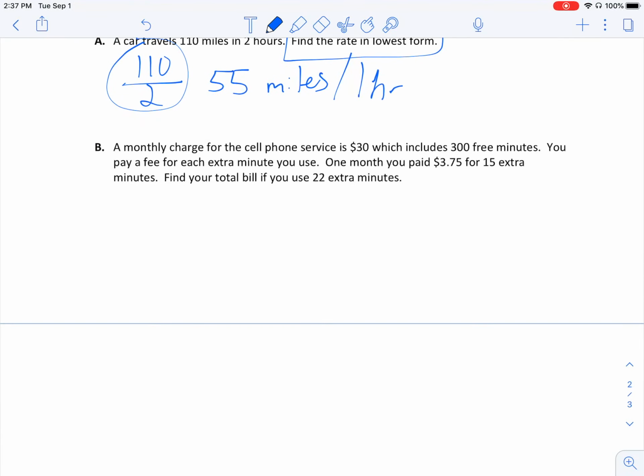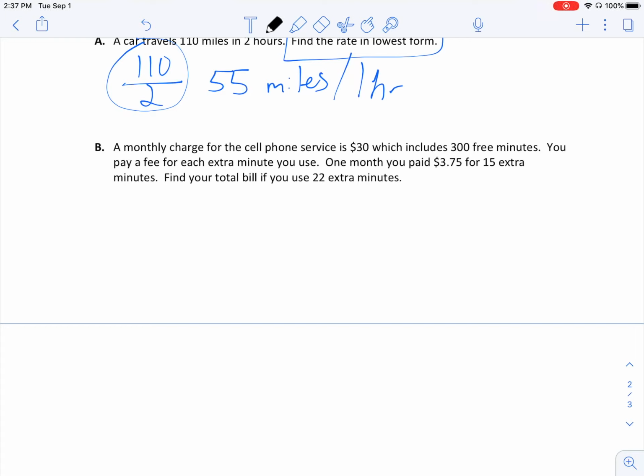All right, your last example. This is kind of an older problem because we're talking about free minutes on a cell phone, which was probably a thing back 10, 15 years ago, but not so much anymore. A monthly charge for a cell phone bill is $30, which includes 300 free minutes. You pay a fee for each extra minute you use. This is old school, probably back when your parents first got a cell phone. One month you paid $3.75 for 15 extra minutes. Find your total bill if you use 22 extra minutes.